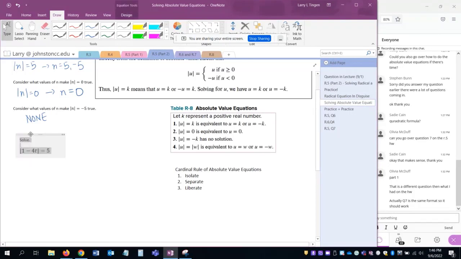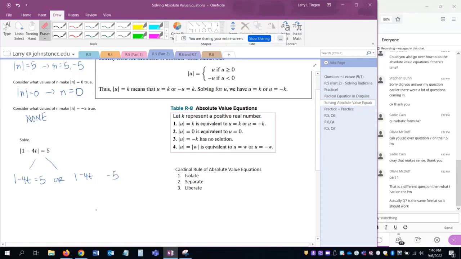So let's solve this absolute value equation: the absolute value of 1 minus 4t is equal to 5. Which one of these four cases do I have? I have the absolute value of some expression u equal to some positive real number k. All right, so this is situation 1. What does it say I can do? I can break this into 1 minus 4t is equal to 5, or 1 minus 4t is equal to negative 5.